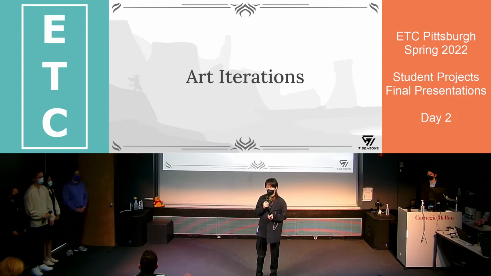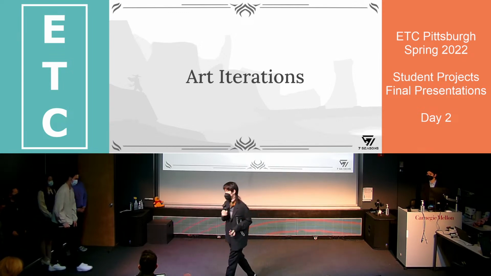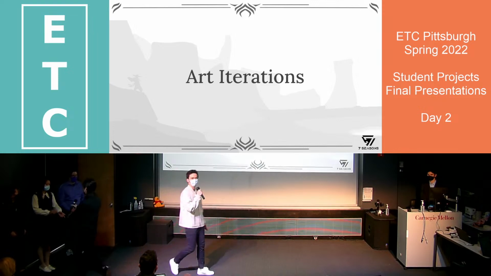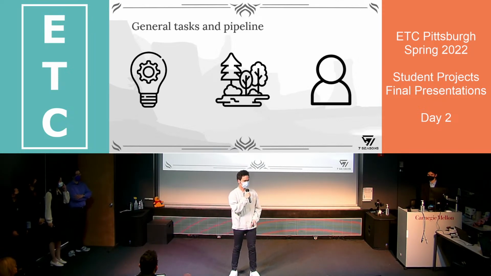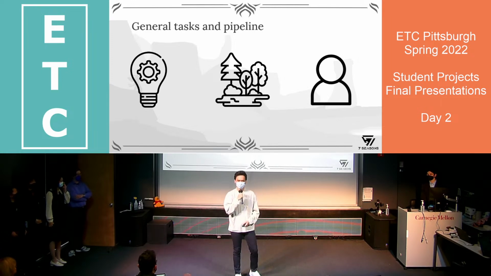The next part is about art. I will hand it to Harry to talk about it. Thank you, Damien. So for art, we focus majorly on 3 aspects: targeted concept iteration, environmental design, and character design.